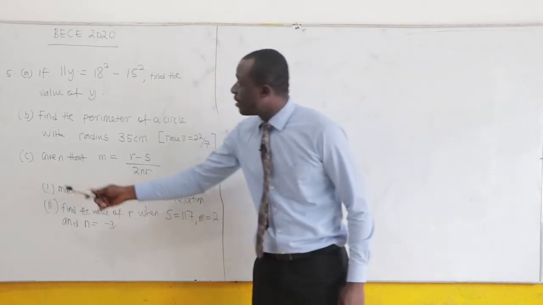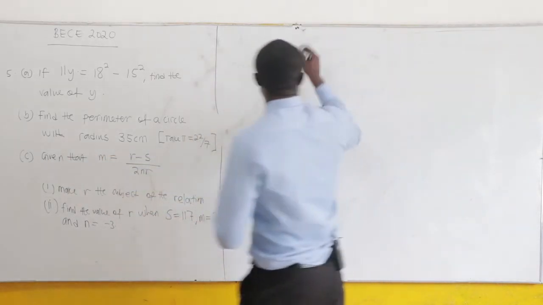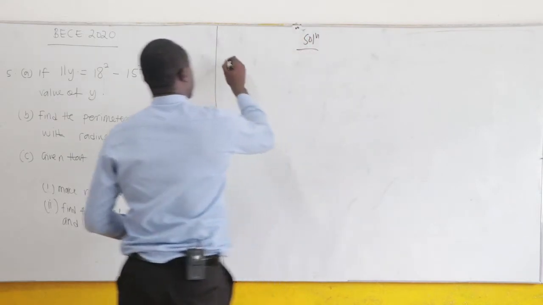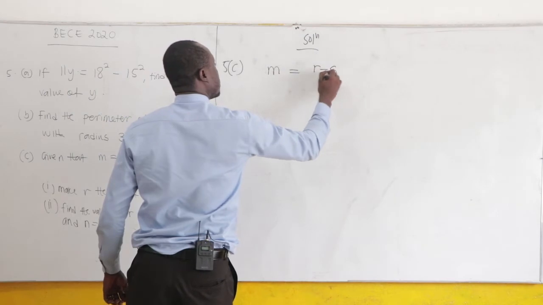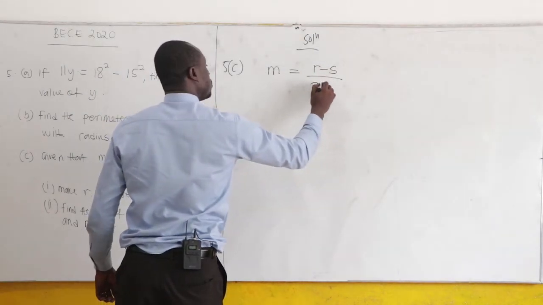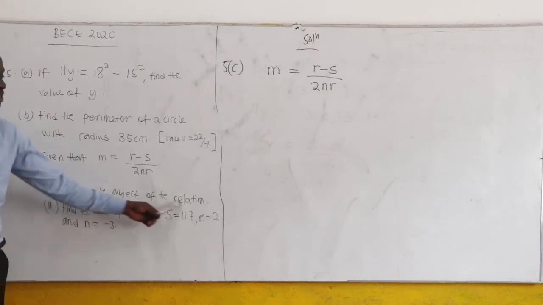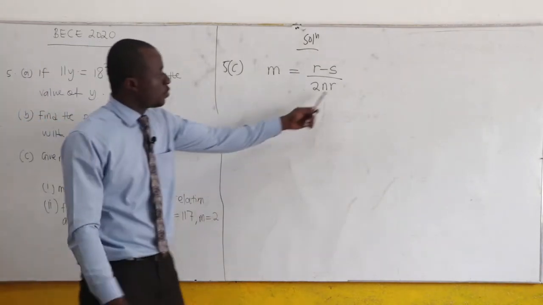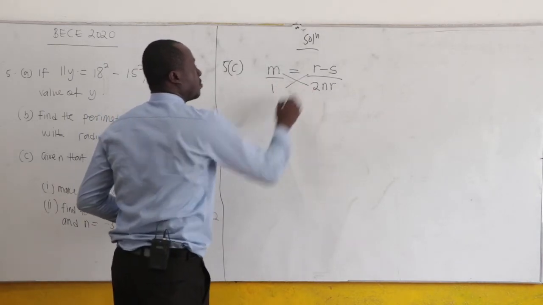Now let's see the 5c, B.E.C.E 2020. Given that m is equal to r minus s all over 2nr. Now first we want to make r the subject of the relation. So what are we supposed to do? Cross multiply. We know this is just over 1, so we can cross multiply.